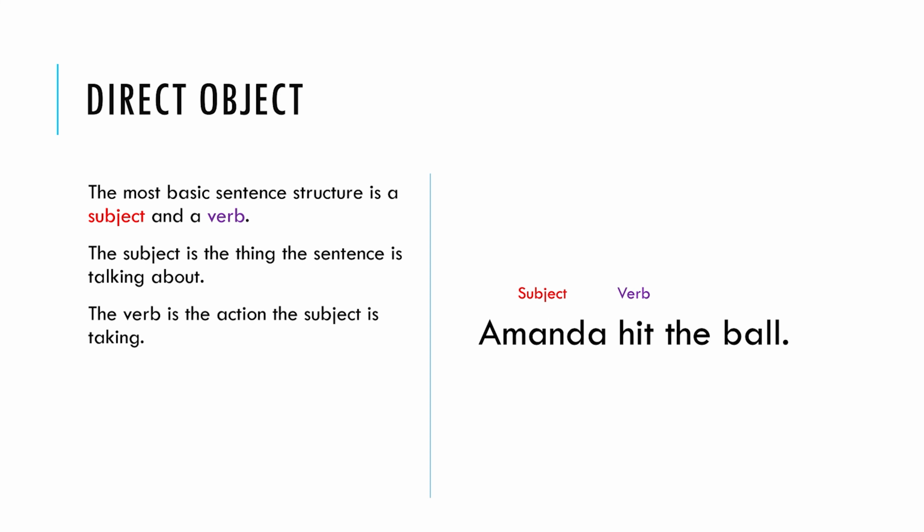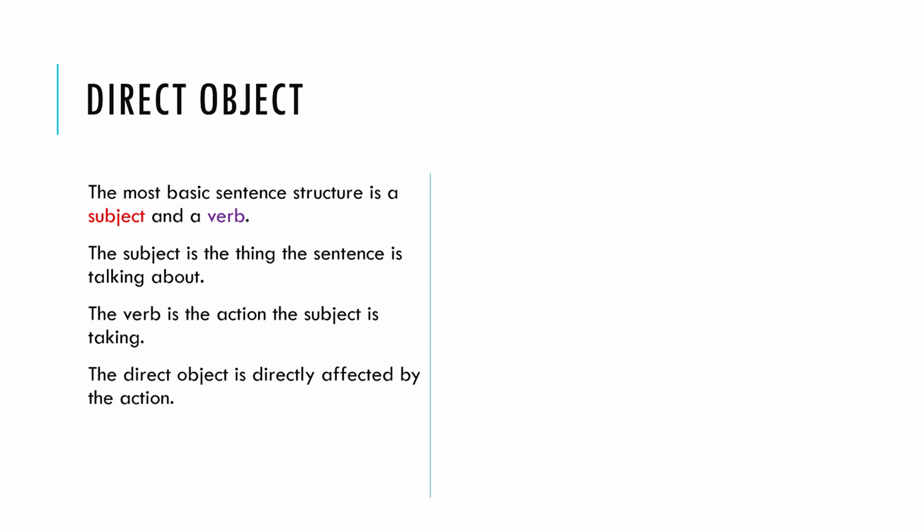And then the action that the subject is doing is hitting. Then what's ball? Well, the direct object is directly affected by the action. So what we have here is Amanda hit the ball. The ball is the thing directly affected by the action.